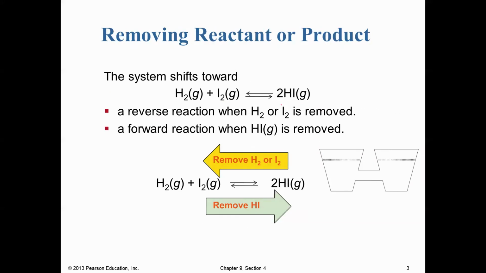Now let's talk about what happens when we remove a chemical. Once again, we're going to look at our trusty buckets right here. With the same reaction, if we are going to remove H2 or I2, so we're removing some reactants from that reactant bucket, what would have to happen is water would have to flow from our products bucket to restore what we had lost. So we're going to shift towards the left, or towards the reactants, in this case.